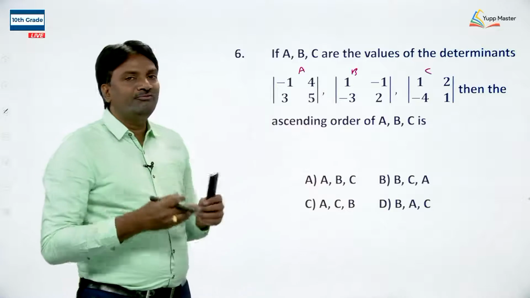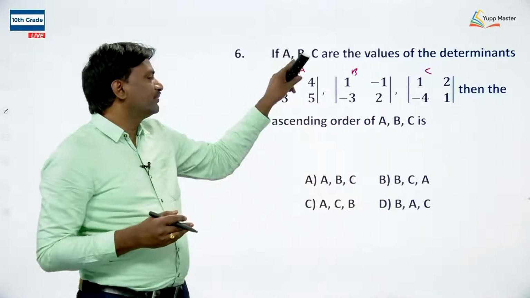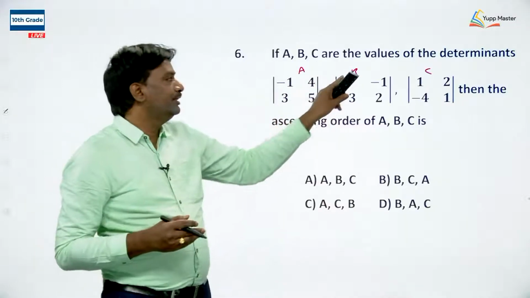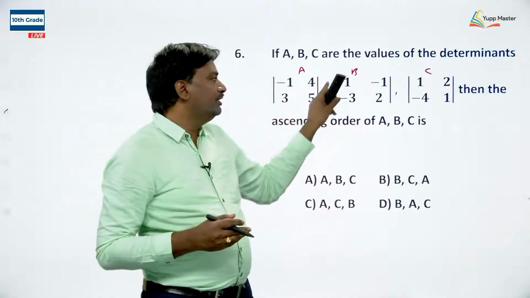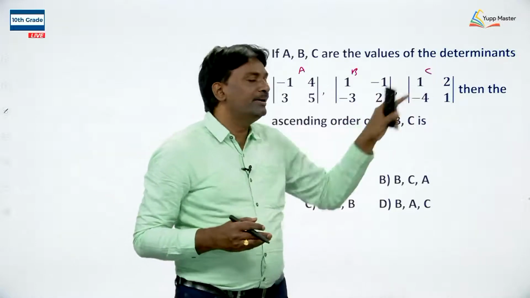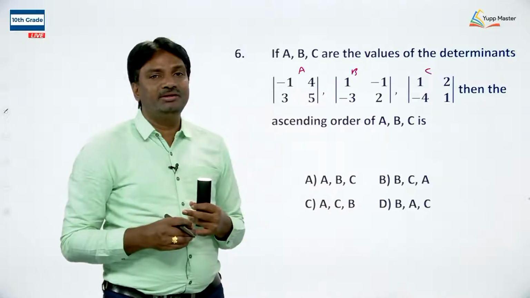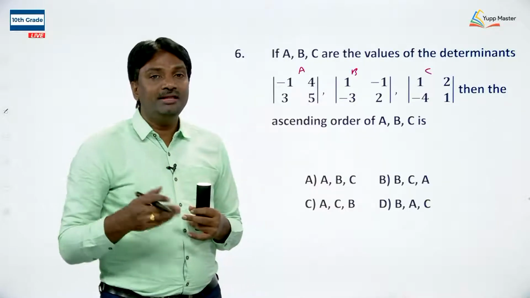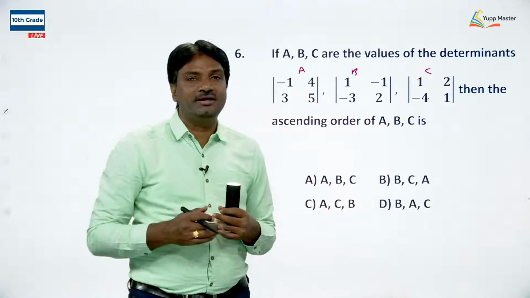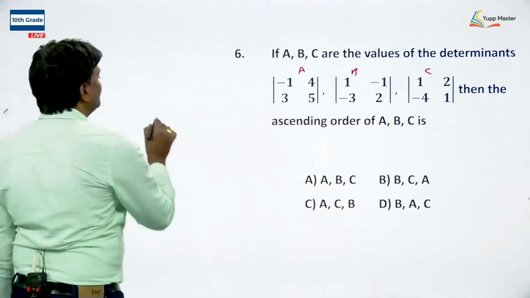So now we have to expand the determinants A, B, C, where A is the value of the determinant of this matrix, B is the value of the determinant of this matrix, C is the value of the determinant of this matrix. After getting the values of A, B, C, we have to arrange them in ascending order, least to greatest value. So first let us find them; all matrices are 3 cross 3 matrices.